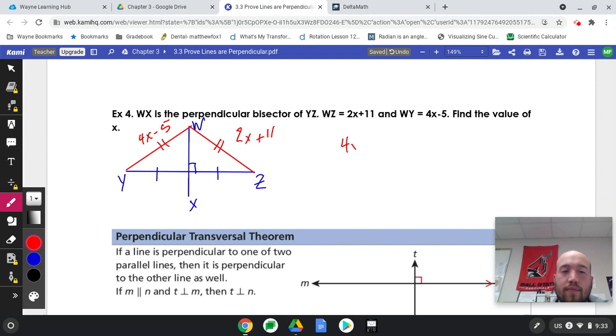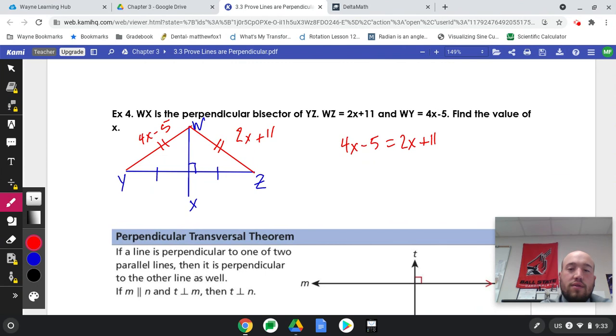So 4x minus 5 equals 2x plus 11. Okay. We subtract the 2x, add the 5, so 2x equals 16, which means x will equal 8.